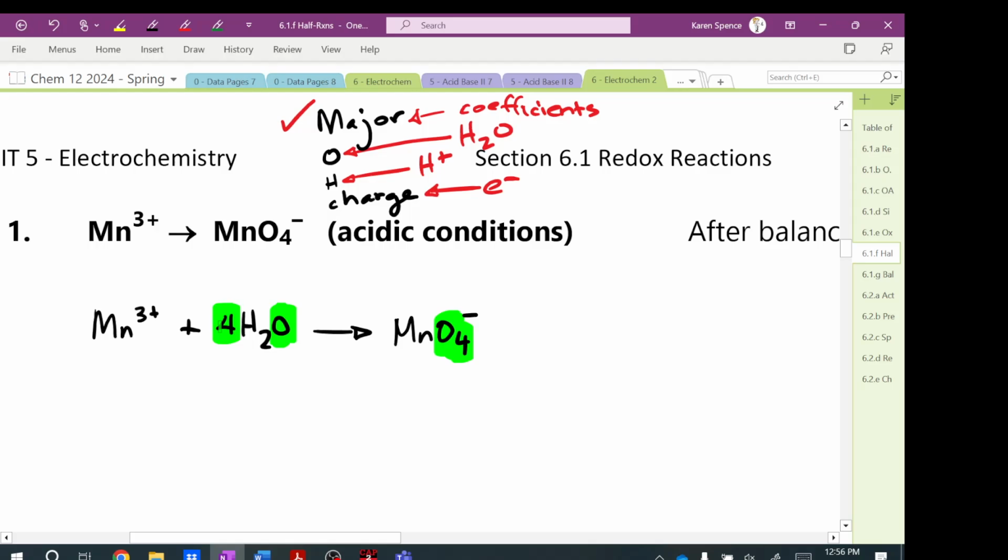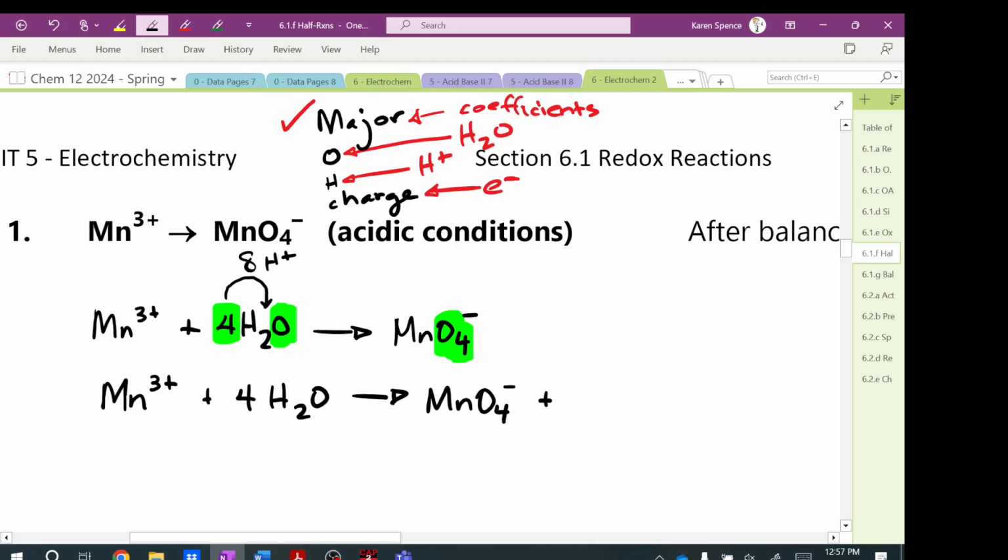Okay, so now we've done our water. All right, what comes next? Hydrogen. How many hydrogens do we have? We have 8 hydrogens. And that's on the left-hand side. So what we're going to do, and eventually you don't have to write every step out on a separate line, but I'm going to do that for now just so you can watch each step as it goes. Eight hydrogen.